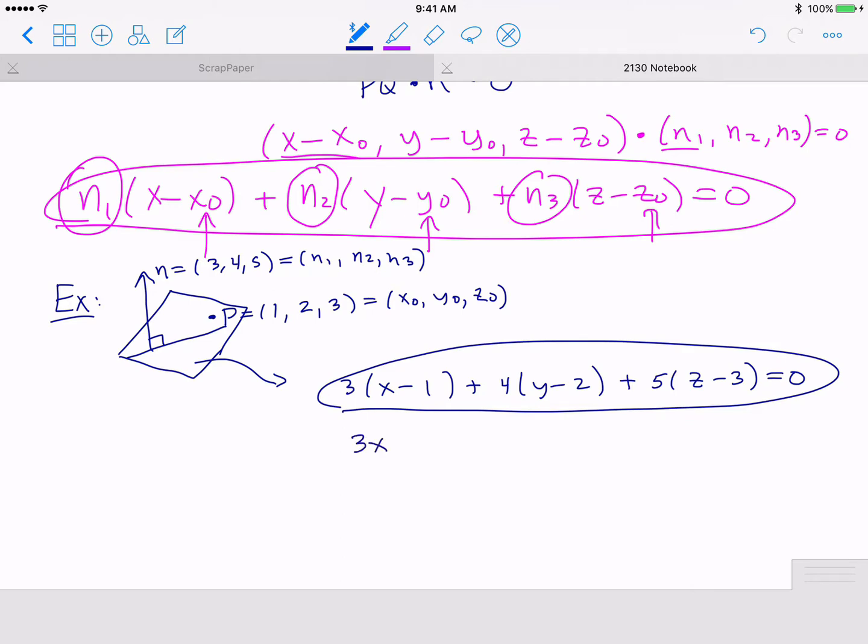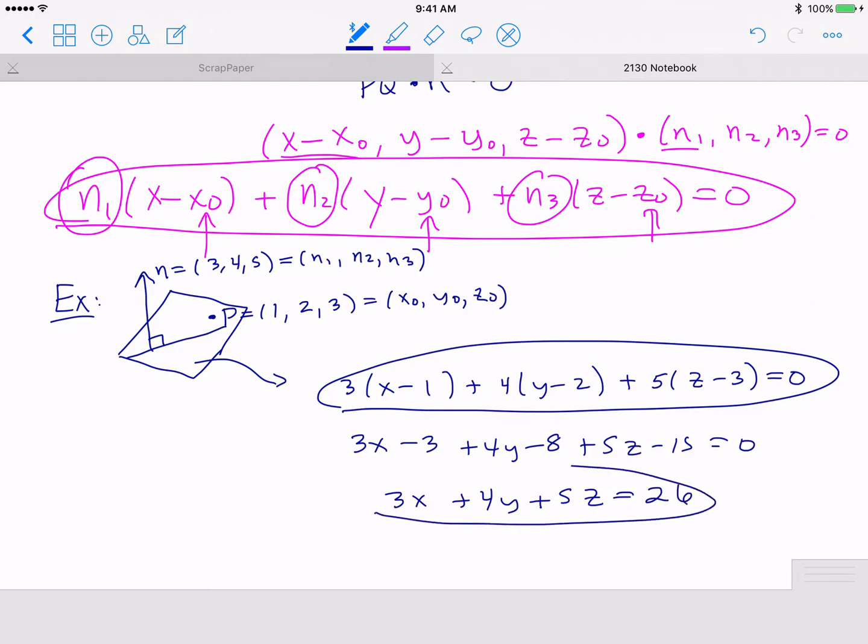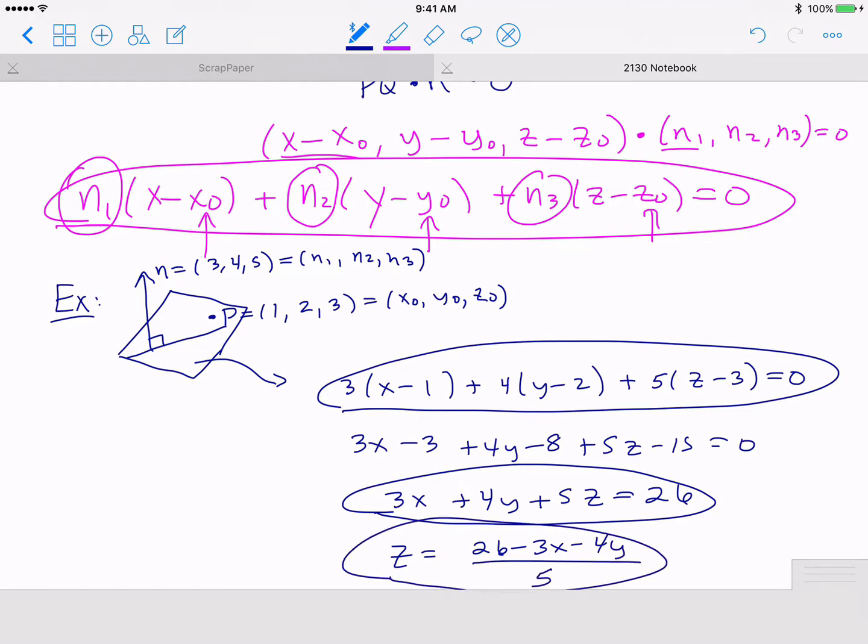You could expand this out: 3x minus 3 plus 4y minus 8 plus 5z minus 15 equal to 0, which would lead to 3x plus 4y plus 5z equal to 26. There's another form of your plane. Or you could solve for z to give (26 minus 3x minus 4y) divided by 5. There's the explicit form of your plane.